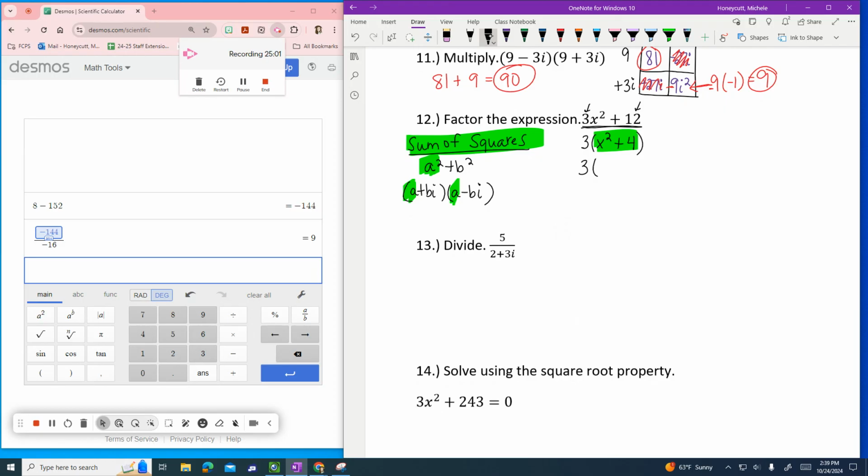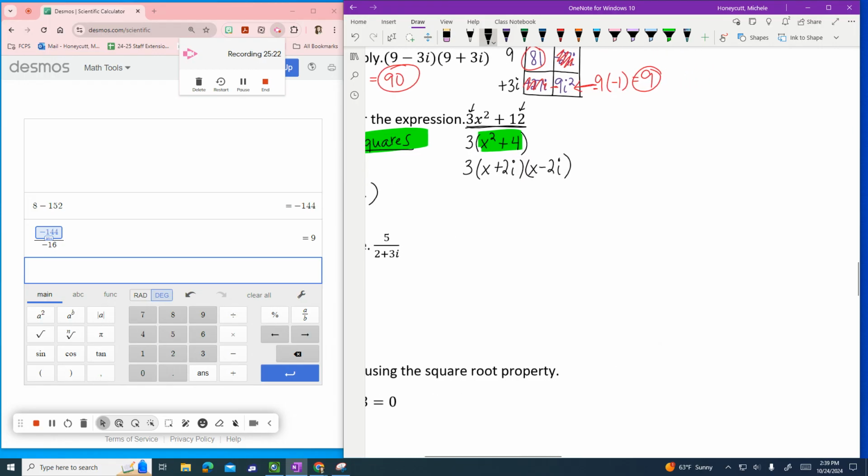So we have 3. If I take the square root, notice there's a plus and a minus. So I have a plus and a minus for this factoring pattern. The square root of x squared is x, and x. The square root of 4 is 2. But you need an i as well in order to completely factor this.